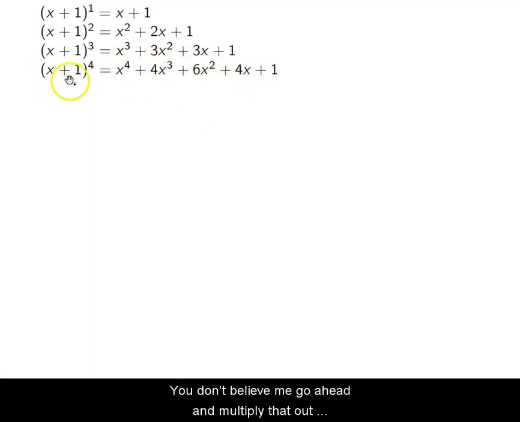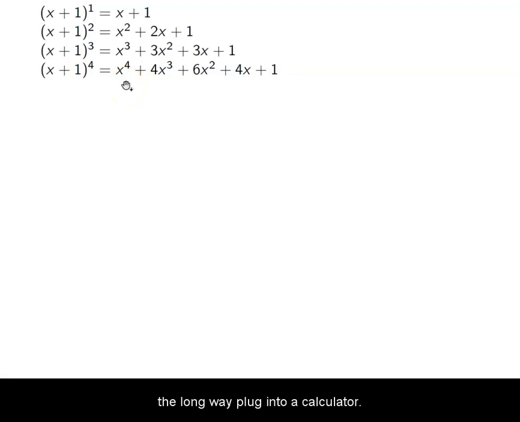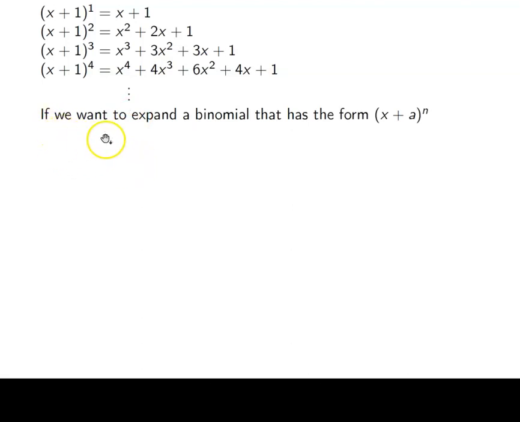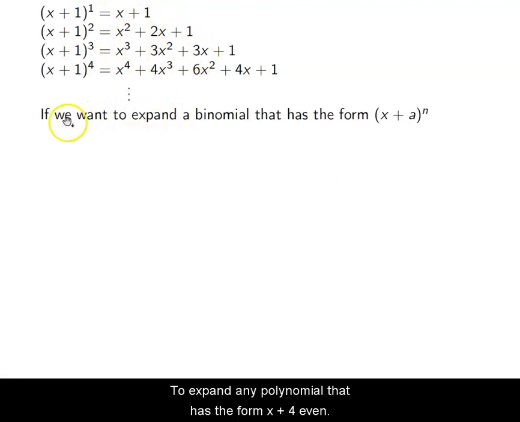And if you don't believe me, go ahead and multiply that out the long way, plug it into a calculator, and see what you get out, right? So forth and so forth. So this is the binomial expansion of coefficient of 1, right, to the nth power. We can use this generalized form to expand any polynomial that has the form x plus a, or even with crazy stuff here and crazy stuff here.